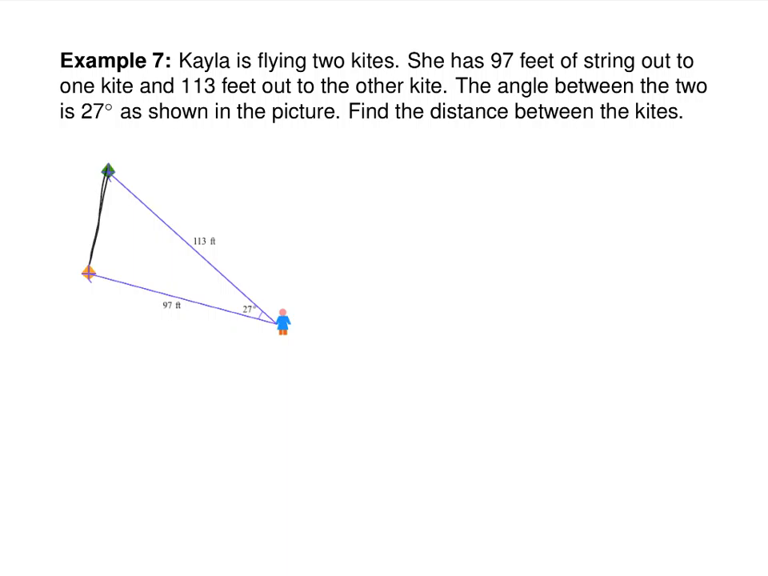You want to know how far apart they are. And this could be something different. You could have two roads that diverge at an angle, and you want to know how far apart they are. The kite thing is kind of stupid, but you've got two roads. So you want to know the length of this side.